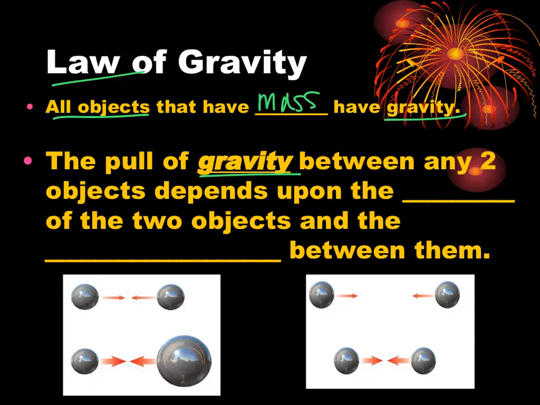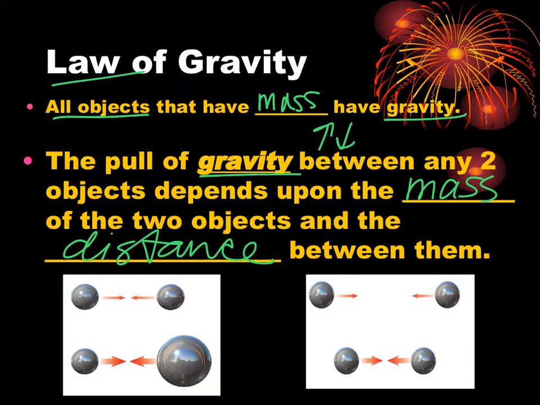And that pull of gravity between 2 objects can either increase or decrease based on 2 factors of those objects. It either depends on the mass the object is, so how much stuff it's made up of, or the distance between the 2 objects. So if either of those variables changes, either the mass or the distance in between, we see an increase or decrease in the gravity. And so our next part is understanding how that change will impact the gravitational force.